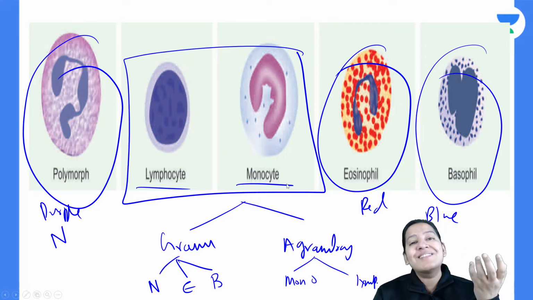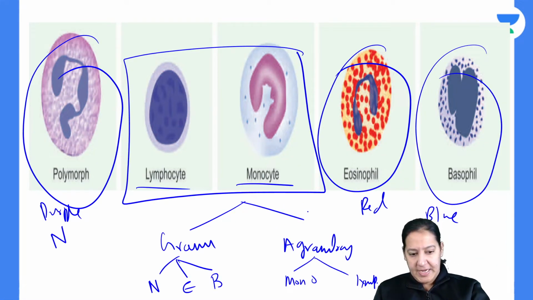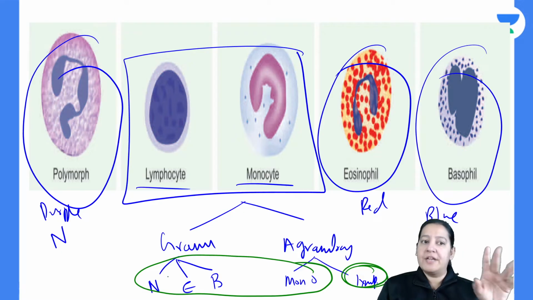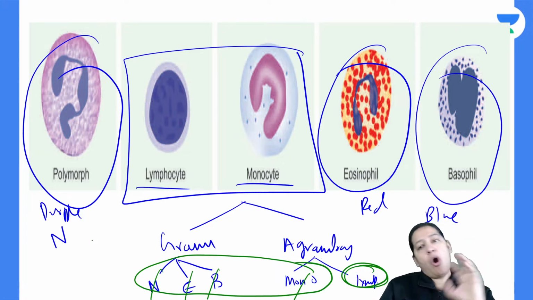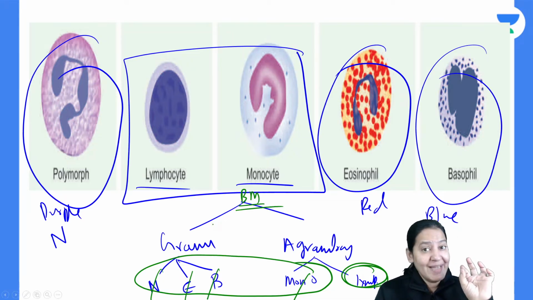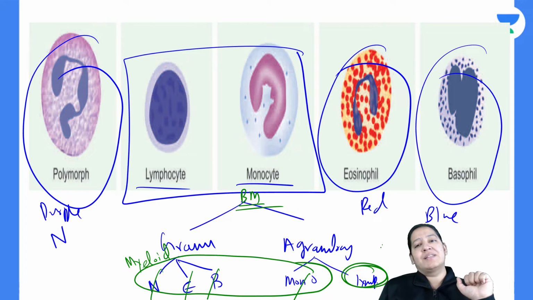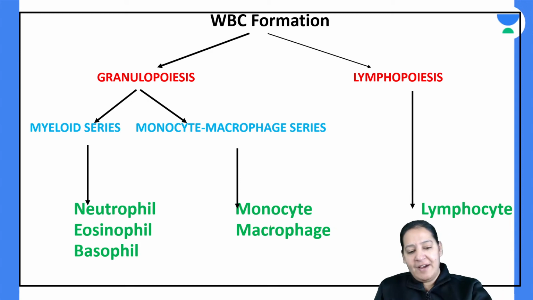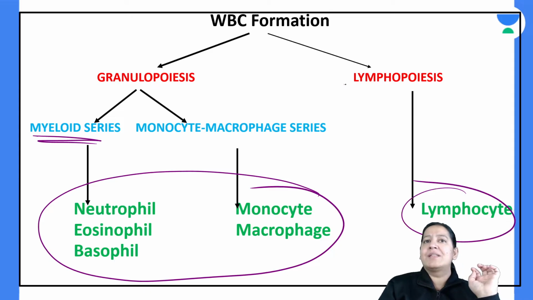My next question: from where are these WBCs synthesized? Except lymphocyte, the remaining 4 WBCs, that is all granulocytes, neutrophil, eosinophil, and basophil, and monocyte also, are all synthesized, of course, in the bone marrow. But in the bone marrow, we have 2 series: myeloid series and lymphoid series. These 4 are synthesized by the myeloid series, and only lymphocyte is synthesized by the lymphoid series. Now please make your concepts crystal clear.